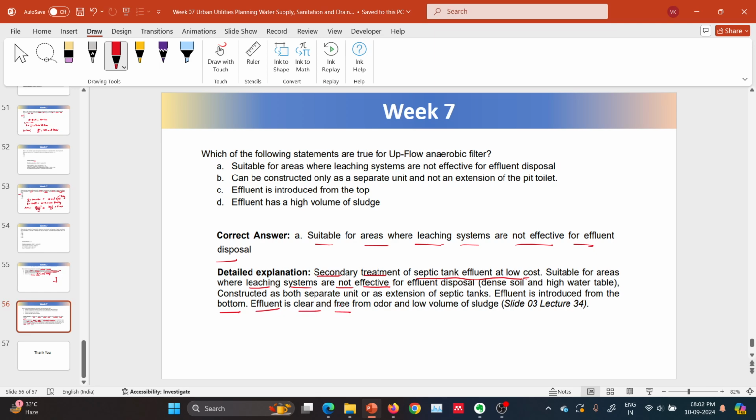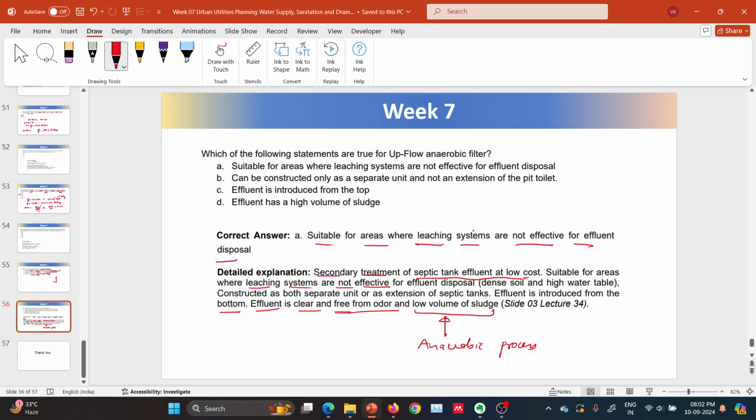Effluent is clear and free from odor, and it is low in sludge volume because it is an anaerobic process. In the anaerobic process, the sludge production is very less.